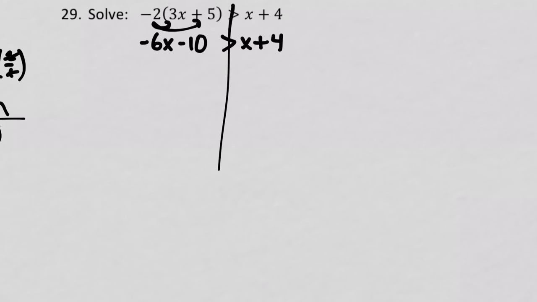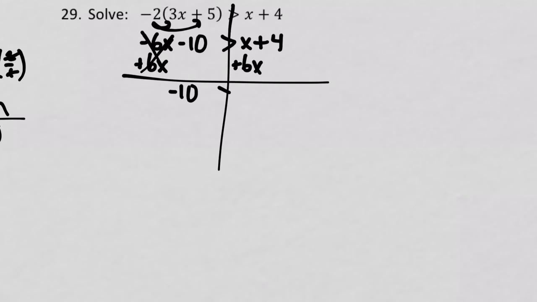Now what you've got to decide is, do I want to leave the x on the left side or on the right side? Which one do I like best, negative 6x or positive x? I like positive x, so leave that one. I'm going to add 6x in this case. Add 6x. This cancels, leaving you with negative 10 is greater than x plus 6x, which is 7x, plus 4.